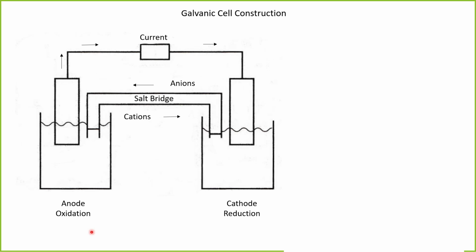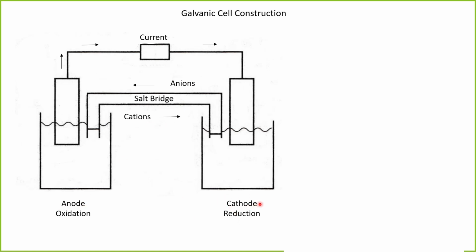When we draw galvanic cells, we're always going to put the anode on the left and the cathode on the right. Now, the anode is where our oxidation occurs, and the cathode is where our reduction occurs. Both of these cells must be connected by some sort of salt bridge, and this is so we can have the exchange of ions. Now, the ions do move in very particular directions in a galvanic cell. Your anions are going to move to the left towards the anode, and your cations are going to move right towards the cathode.